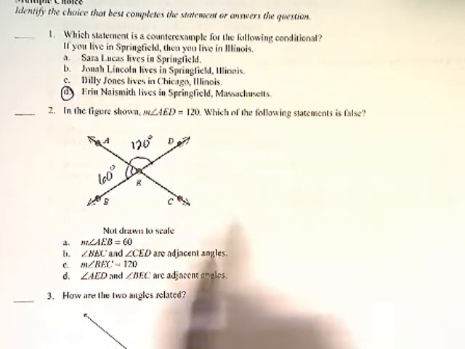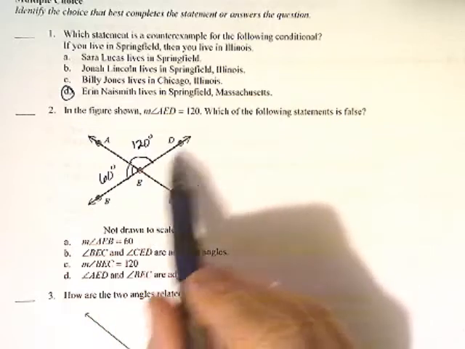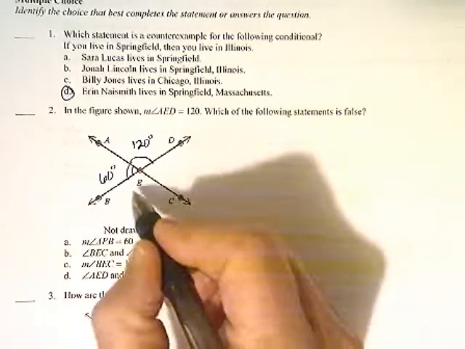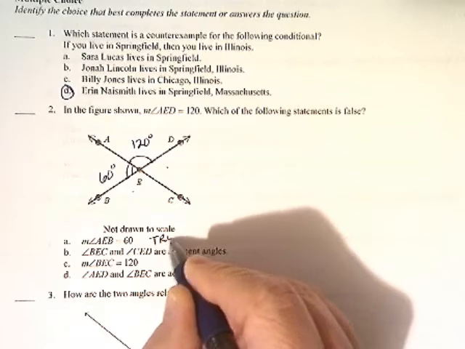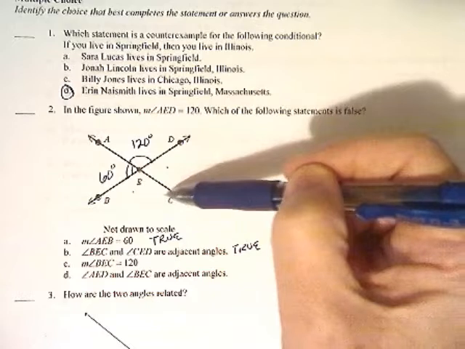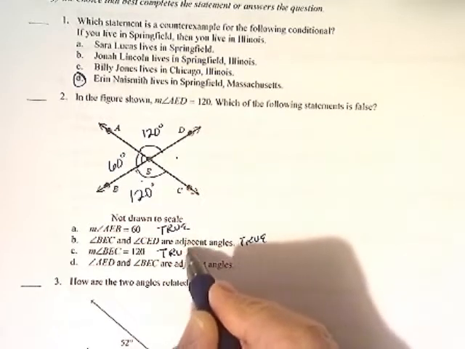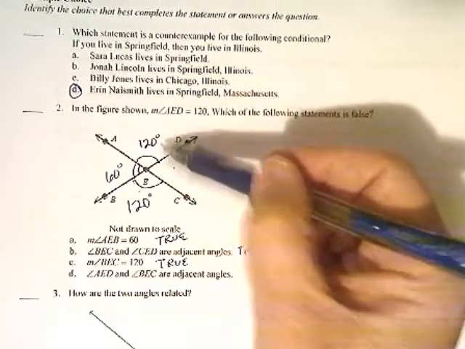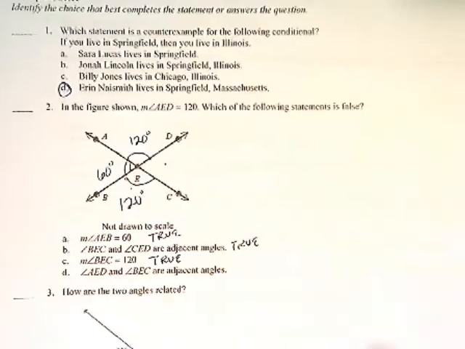So that one's true. The measure of angle BEC and CED, that's BEC is this angle, and CED is this angle, and it says that they are adjacent. Yes, they are. They're adjacent. So that one's true, and that one's true. The measure of angle BEC, right here, is 120 degrees. That's also true because it's vertical with this angle, or you could say it's supplementary with the 60-degree angle here.